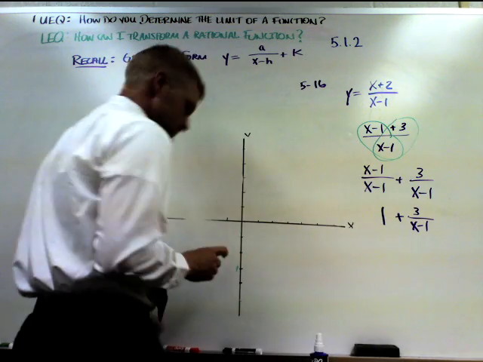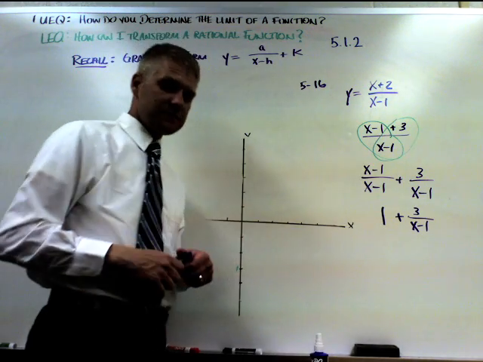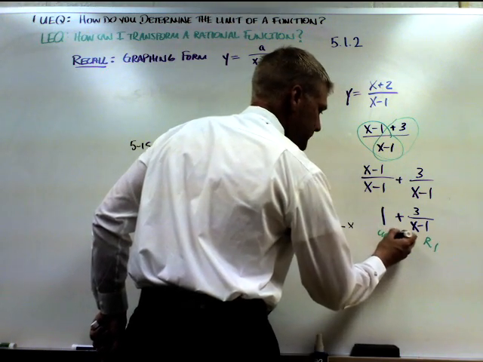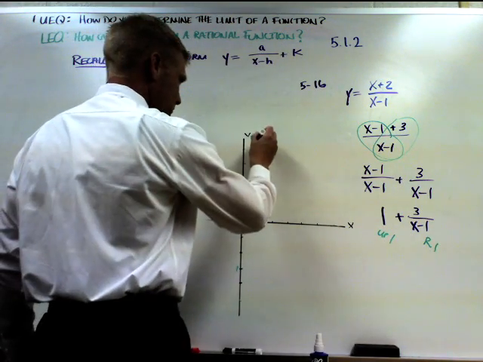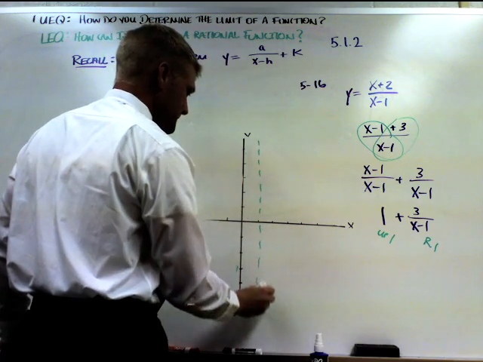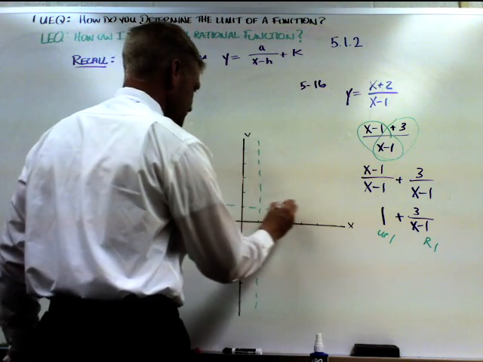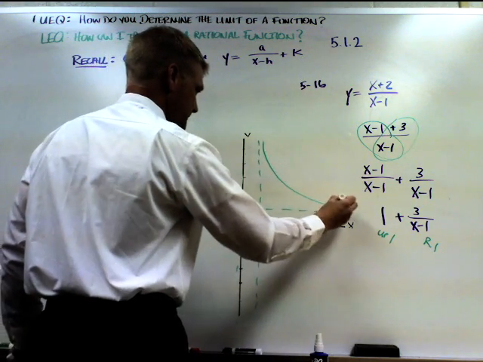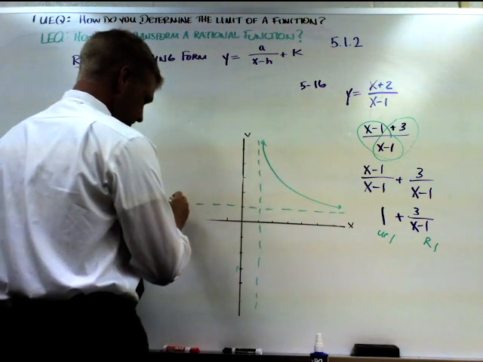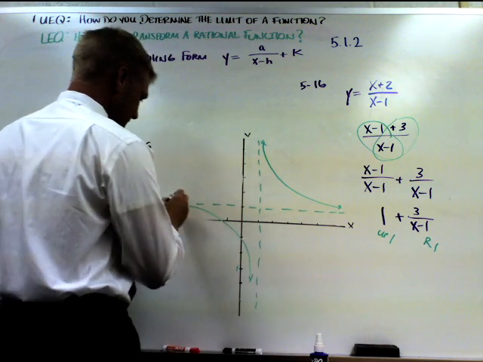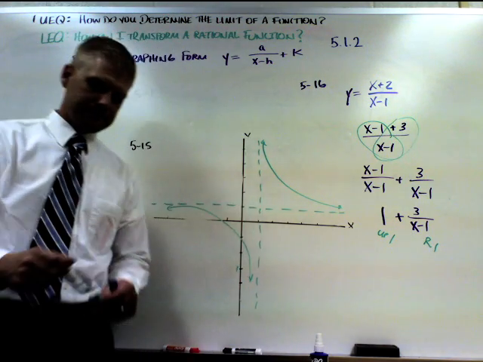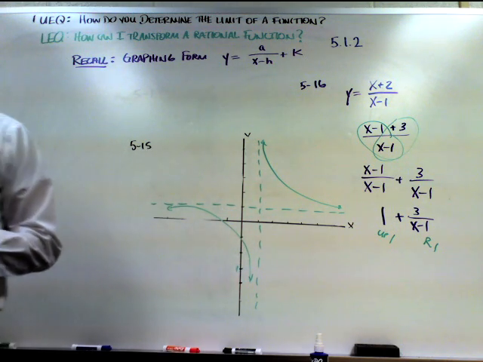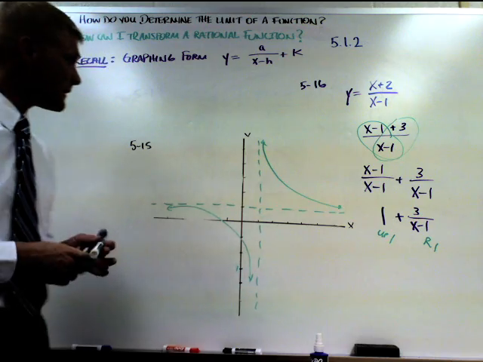So now when I look at that, you can tell me 2 shifts that have to happen. I have to go right 1, and I have to go up 1. So if I go right 1, up 1, now the stretch of 3, that's a little tricky to sketch, but that's why it's called a sketch. There you go. That's problem 5-16, part A.